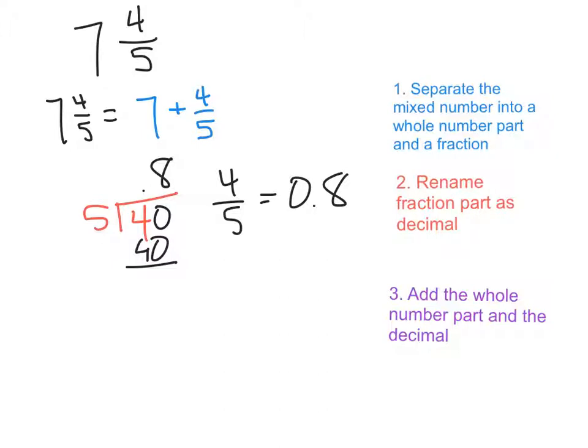And lastly, we add the whole number, which we know is 7, and we add it to the decimal. So 7 plus 0.8 is just 7.8. Bam! You got it.